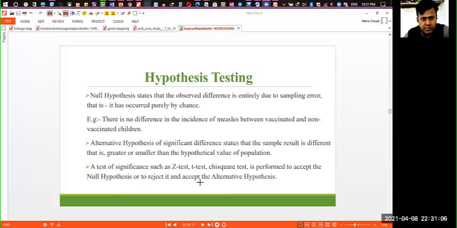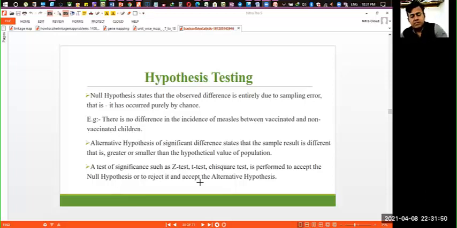What is hypothesis testing? Null hypothesis means there is no observed difference, and if there is no difference, then there is no sampling error. If there is a large difference, then this will be because of sampling error. For example, COVID-19 vaccination: there is no difference in the incidence of COVID-19 between vaccinated and non-vaccinated children. Then what can we conclude? We have to apply either the null hypothesis or the alternative hypothesis. If there is no difference in the incidence, then you can apply the null hypothesis. And if there is a large difference, then the alternative hypothesis will be applied, right?